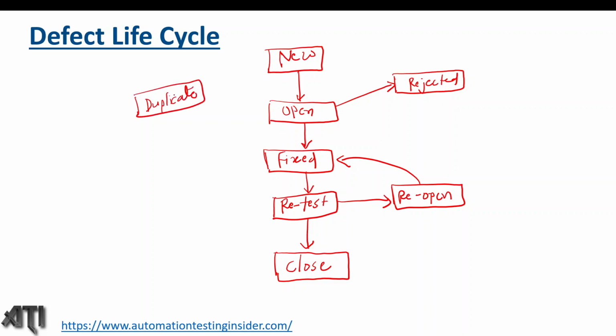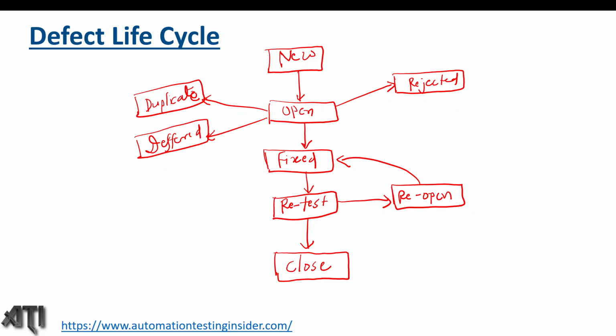If any defect is matching with any previous defect, the developer will make it a duplicate defect. And we have one more status, deferred status. So if any defect is not that important to fix in this particular cycle, we may fix that in the next cycle. So that's why we have another status called deferred state.